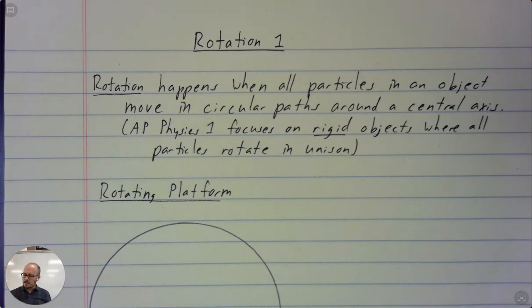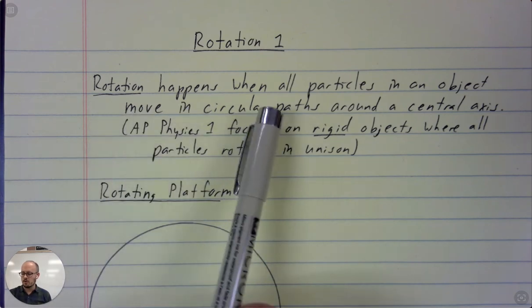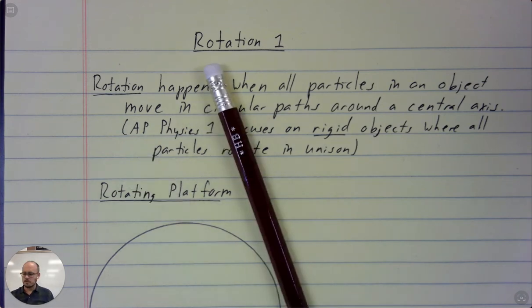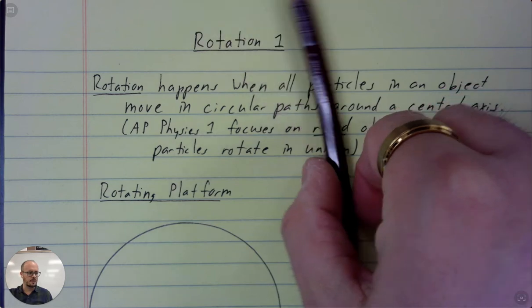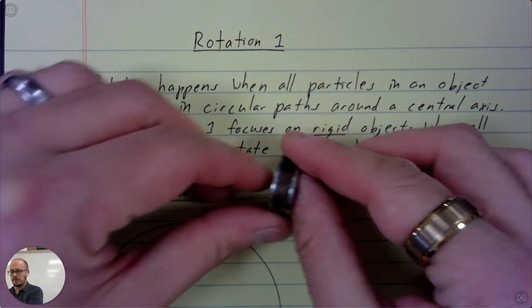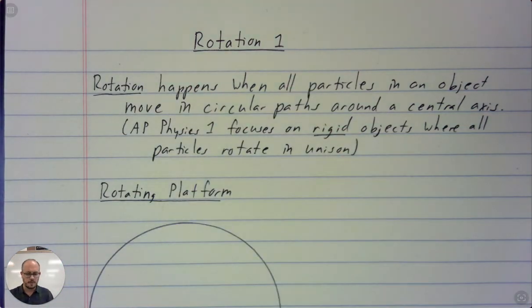So, introduction to rotation. Quick definition: rotation is when all the particles of an object move in circular paths around a central axis. And so any object, in theory, could rotate. I could take my pencil and rotate it around like this. I could take one of the rings off my finger and spin it and it would rotate like that. And a person can rotate. So everything can, again, in theory, rotate.